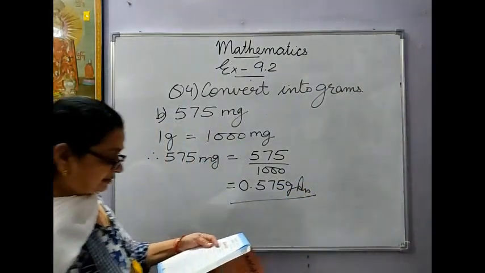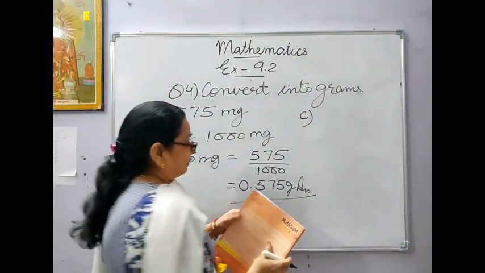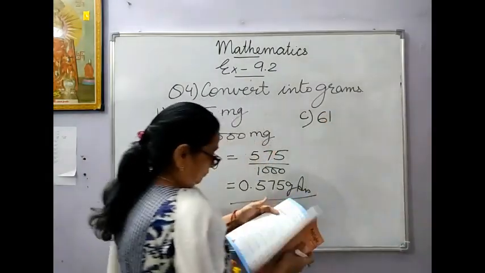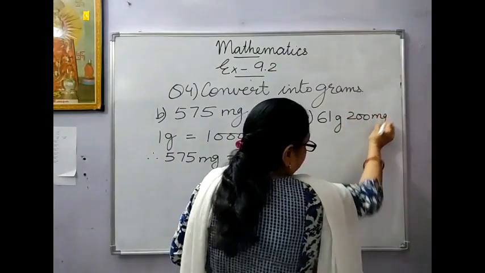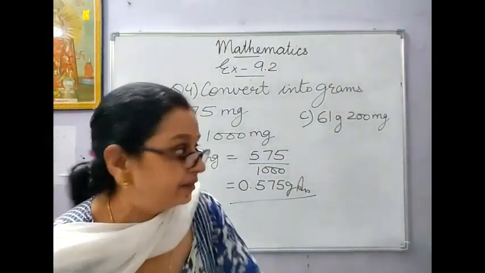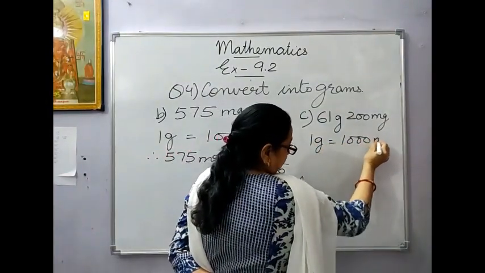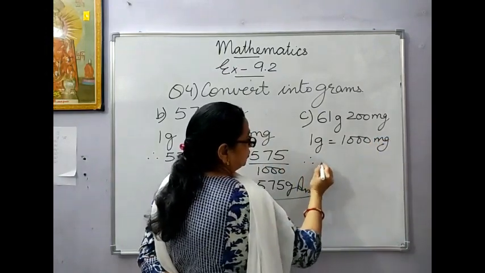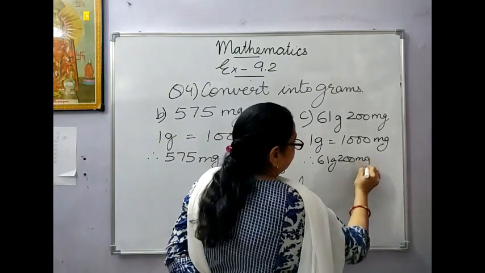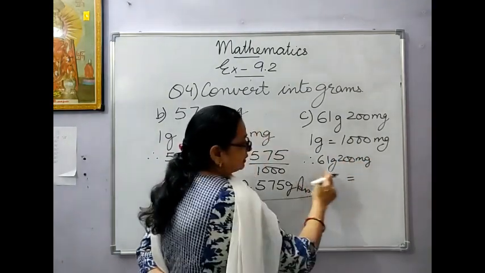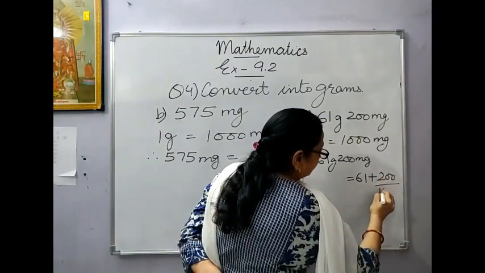Okay, then C. I will show 61 grams 200 milligram. Okay, again the very first thing, write the relationship. 1 gram is equals to 1000 milligram. Therefore 61 grams 200 milligram will be equal to, 61 is already in grams, 61 plus 200 upon 1000.